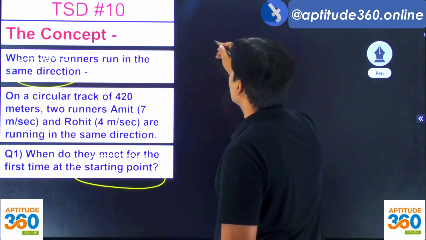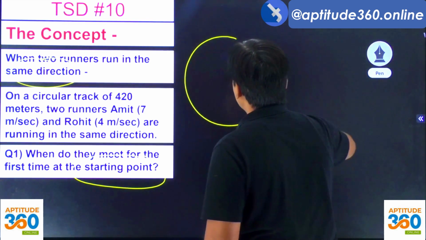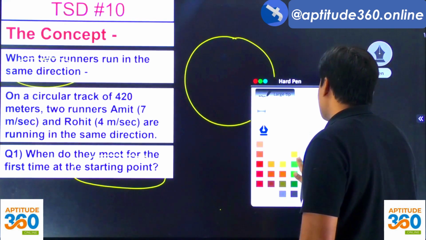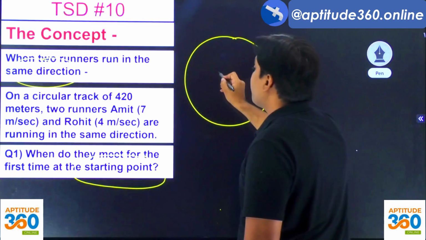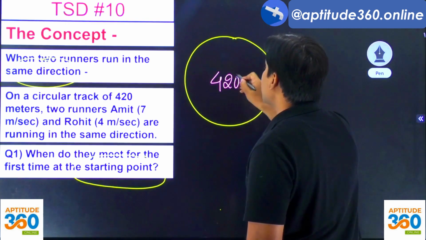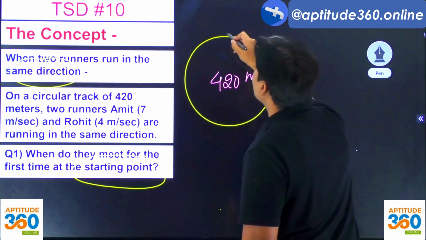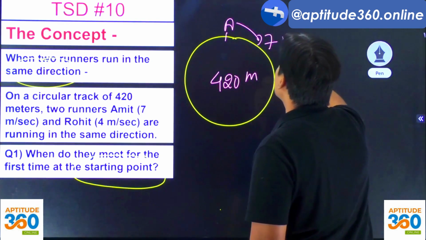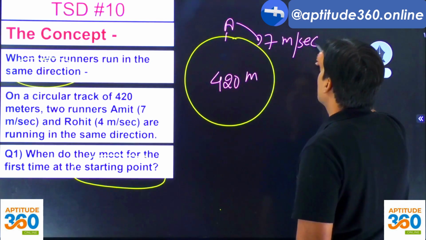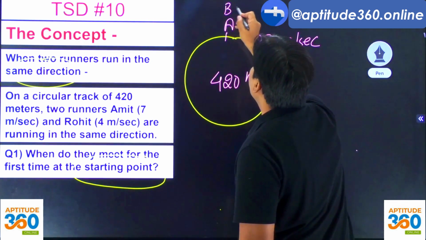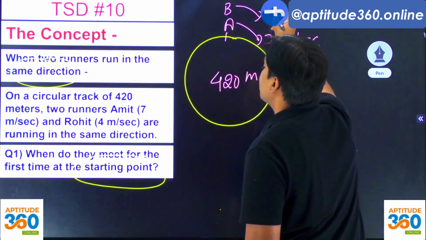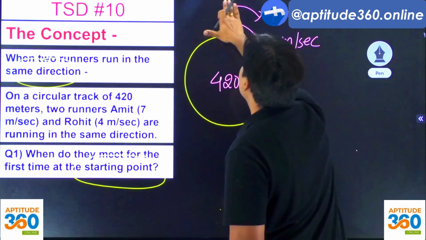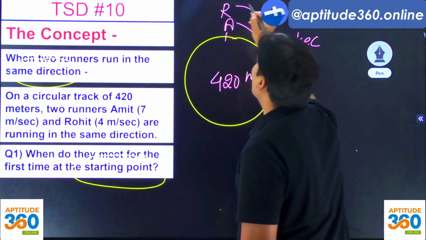Understand this. If this is the circular track, and the circumference of this track is given to you as 420 meters. Now we have got runner A. Runner A is running in this direction, say with 7 meters per second, whereas runner B is running with a speed of 4 meters per second, not A and B, whereas Amit and Rohit.